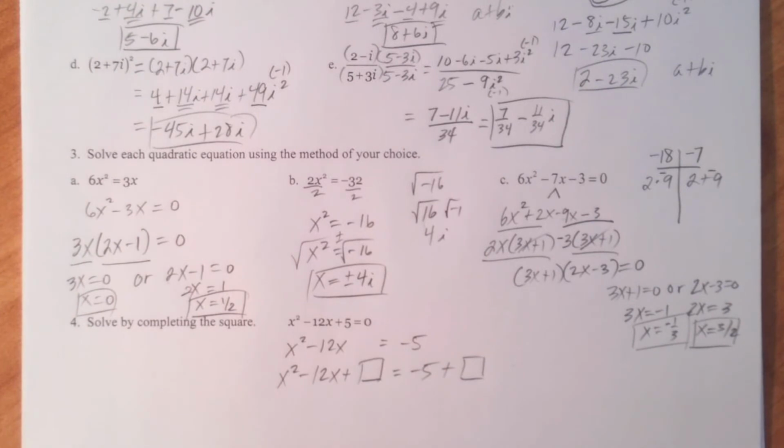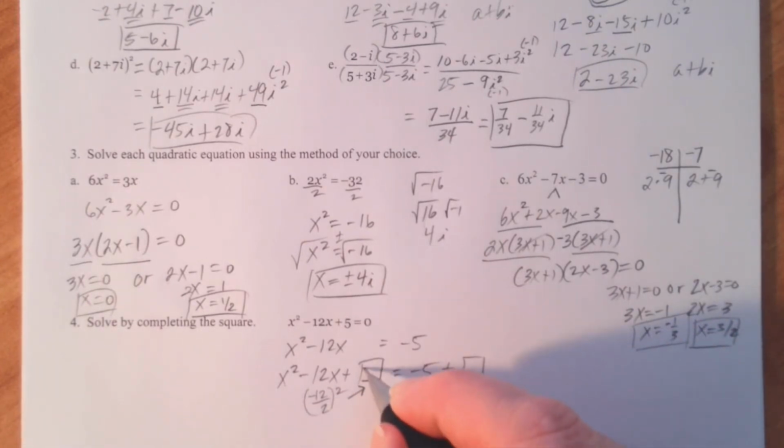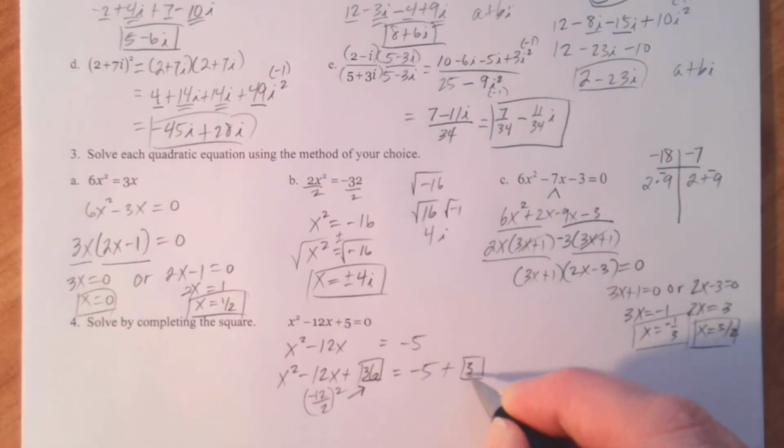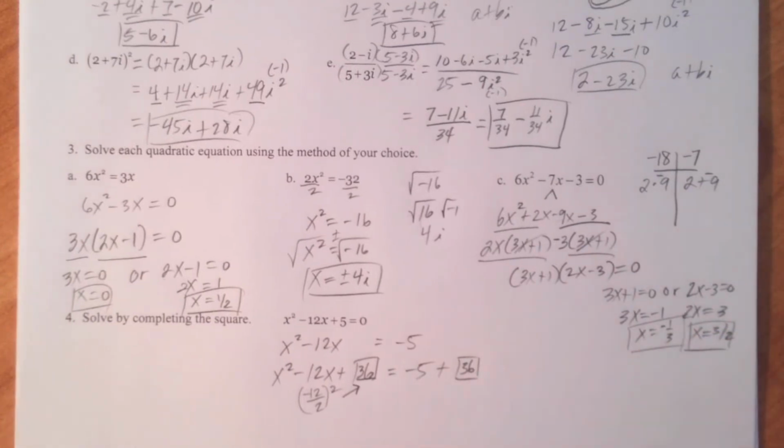And this is the way I normally set it up. So we need to take half of negative 12, so negative 12 over 2, and we're going to square that, and that's what we're going to add there to complete the square. So this will be negative 6 squared, which is 36. So we're going to add 36 to each side.